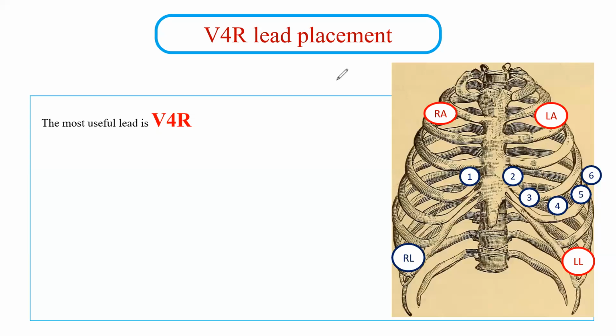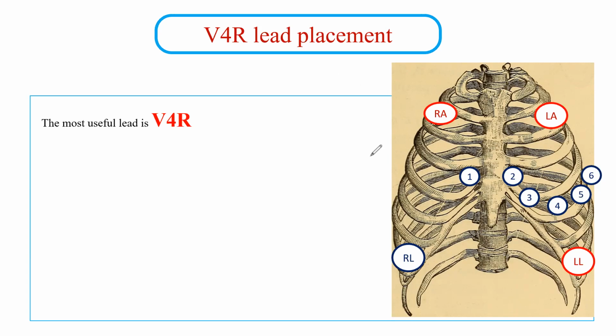In this video, we will talk about the V4 right-sided lead placement. In the previous videos, we talked about how we can record the right-sided EKGs for right-sided pathologies, but we found that the most useful lead is actually V4. Only V4 is really very important to detect right ventricular infarction.